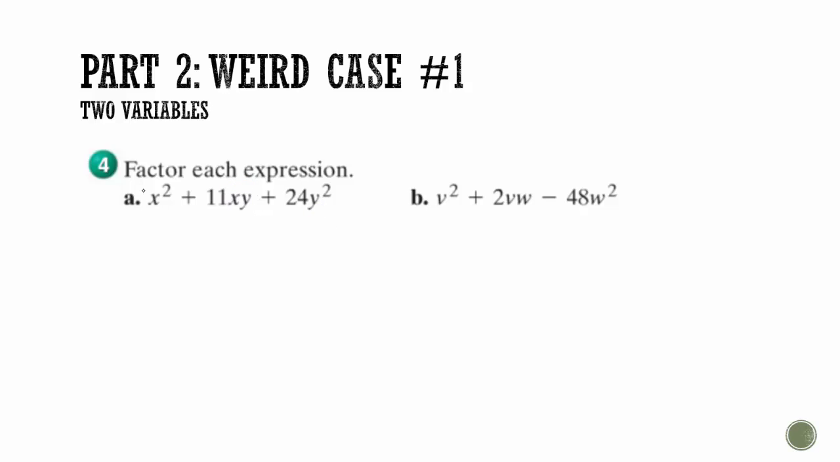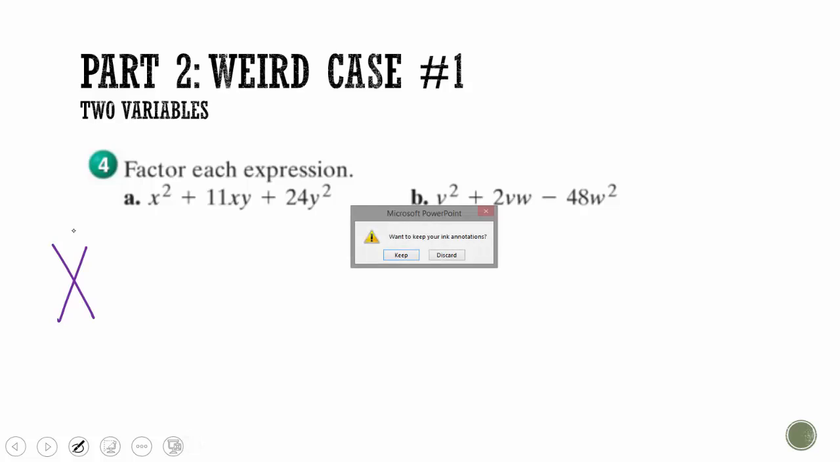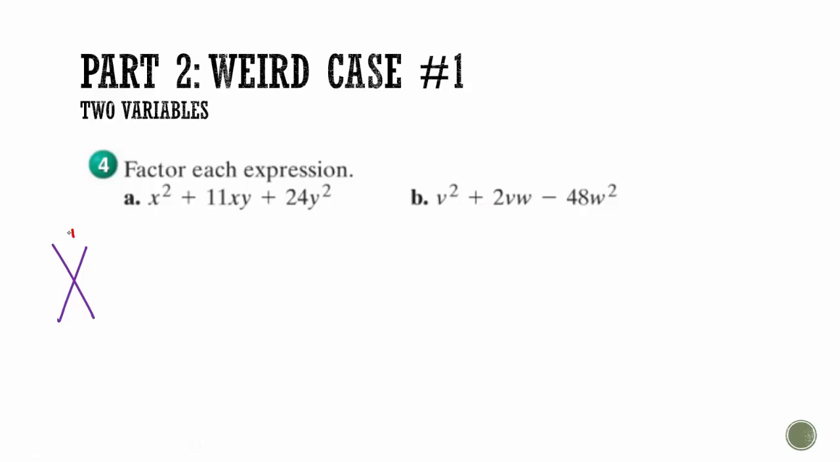I want you to totally forget about that for a second and just do what we've been doing. Find 2 numbers, and they need to add to make the number in the middle, so 11, and multiply to make the number on the end, so 24. So go through things that multiply to make 24. You've got 1 and 24, those don't work. 2 and 12, those don't work. 3 and 8, that'll do the trick.